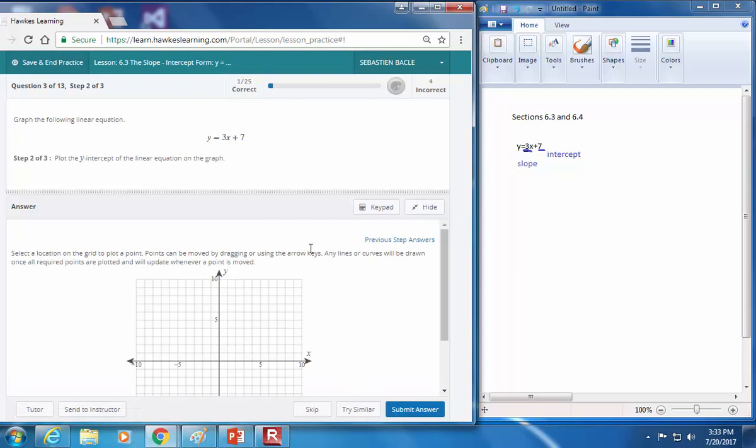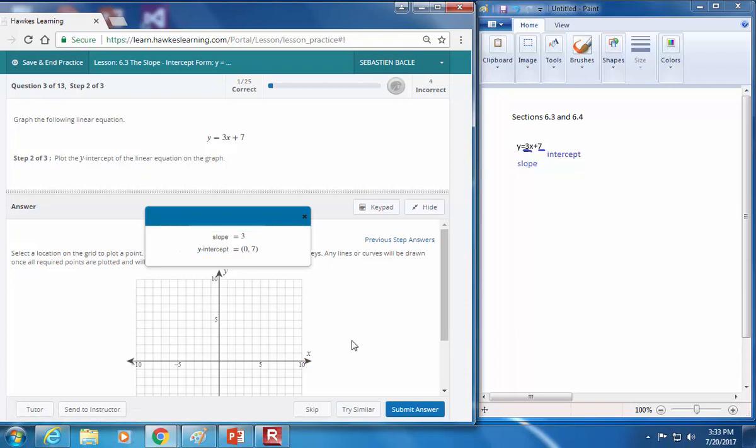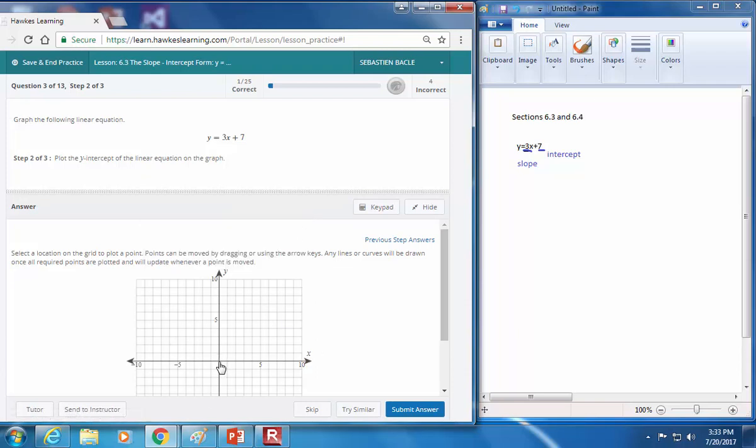So the next step here, they're asking me to take that y-intercept and plot it. Well, if you look at my previous answer, that y-intercept was 0, 7, and it's easy enough to plot that on the graph. 0 for x means I don't go left or right at all, and 7 for y means I go up 7. Take a look at the 6.1 video if you need help plotting points. Typically, though, that y-intercept will always be on the y-axis. You can typically depend on just going straight up or down by the amount that you're given by that intercept.